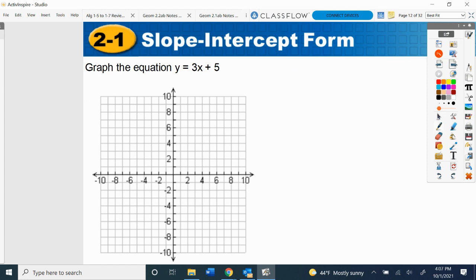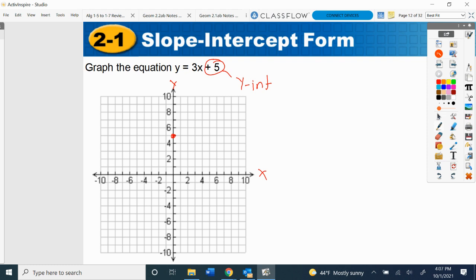Okay, so here's our next problem. We want to graph the equation y equals 3x plus 5. All right, so you want to start right here at your y-intercept, and that is the first point you're going to put down on the graph. So here's your y-axis, here's your x-axis. So at +5, that is the first point on our graph. That's where the line is going to cross the y-axis.